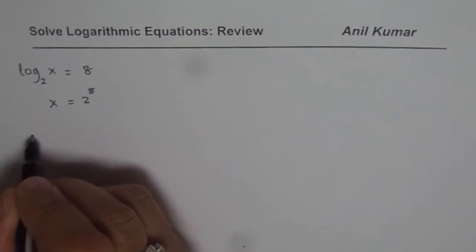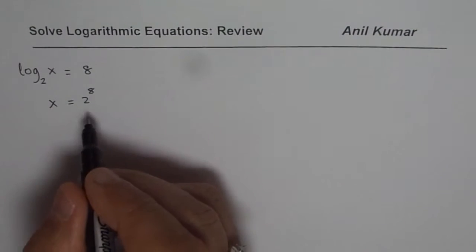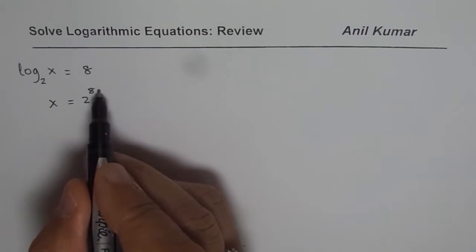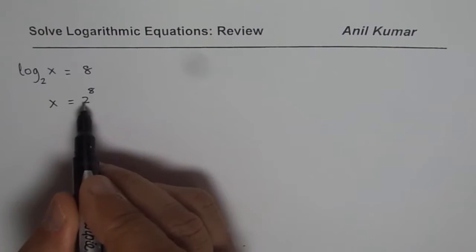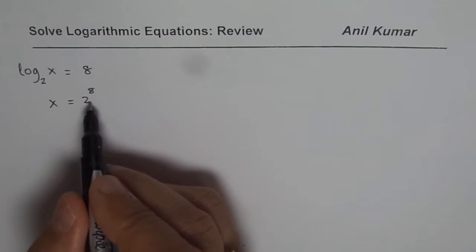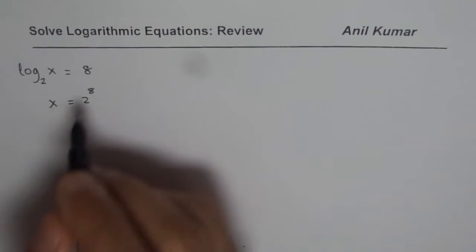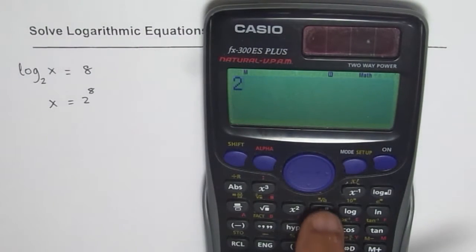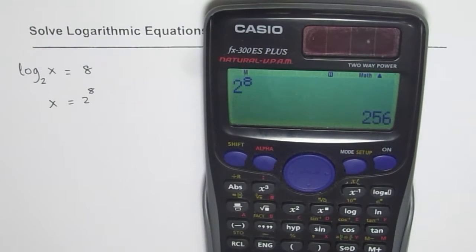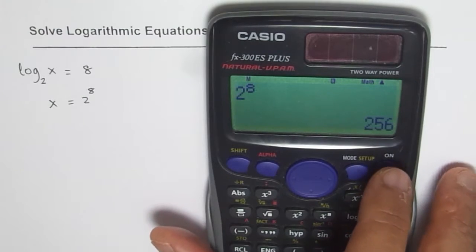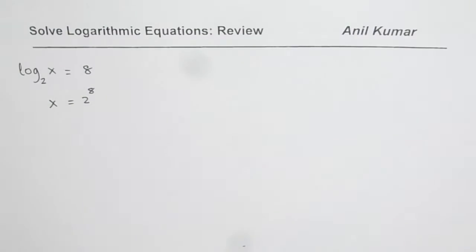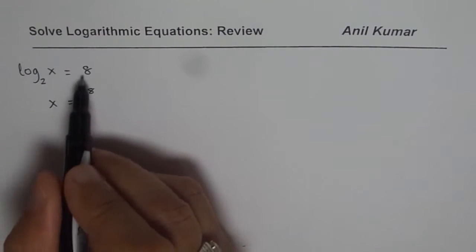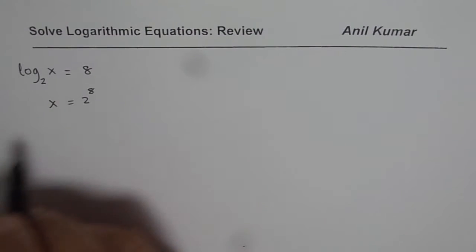You can always use a calculator to find the answer, but I'm not getting there. 2 to the power of 10 is 1024, half is 512, and half is 256, right? So that is what you get. Anyway, you could at times use the calculator also. Let's say 2 to the power of 8 is how much? 256, right? So that is how you can find the answer. But we'll stop here. You can always use a calculator and find the answer at this stage.